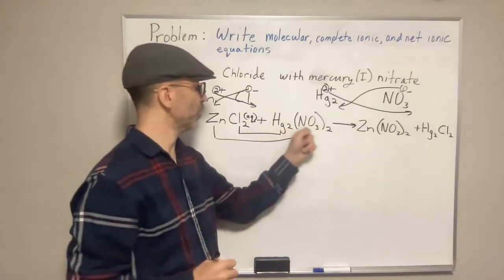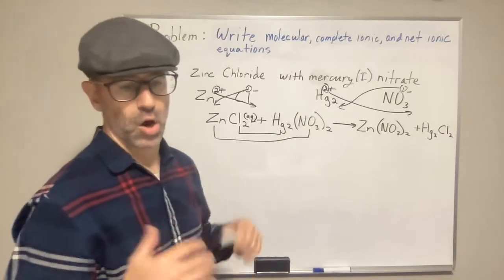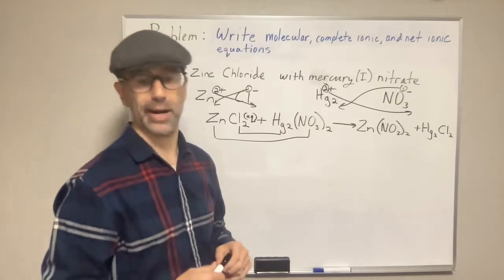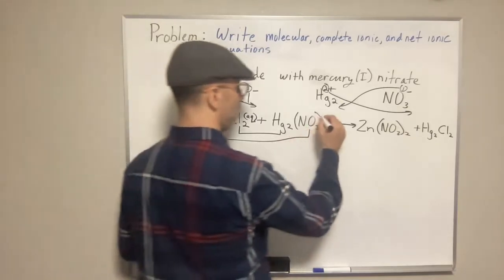Here we have mercury 1 nitrate. What does it say about nitrates? It says that all salts of nitrates are soluble, no exceptions. So this is aqueous.